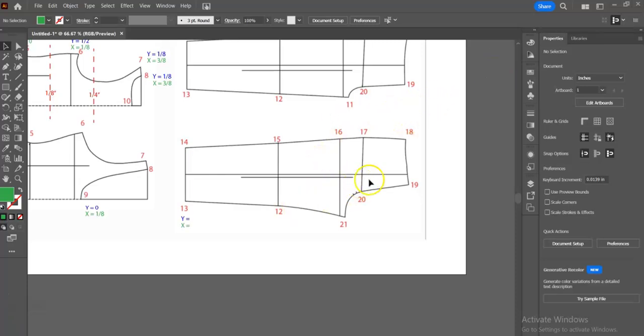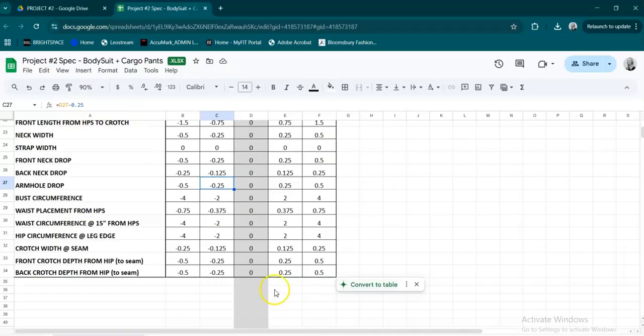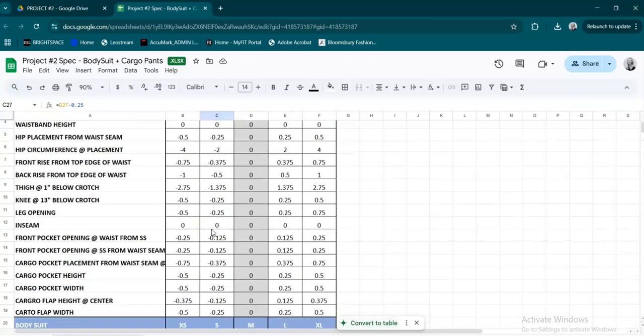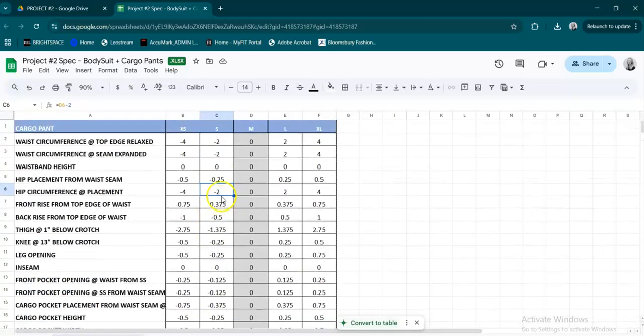Okay, for my pant, my origin point is going to be at the thigh through the center of the pant. So that means that every single point around here is going to grade. So we'll start at the top with our waist and hip, because we know that our waist and hip specs, grade rules, grade movements are 2 inches, right? So our hip, our waist is grading 2 inches.